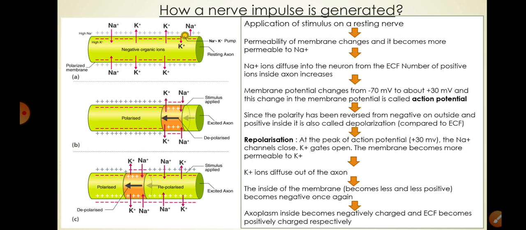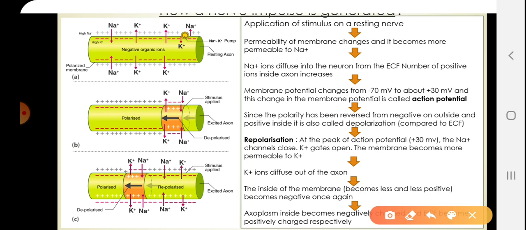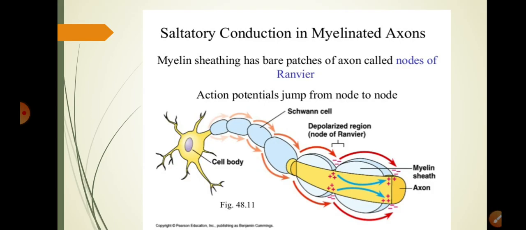This is how a wave of depolarization and repolarization travels from one region of the axon to the next, and this is called the transmission of nerve impulse, generation and transmission of nerve impulse. This is about the non-myelinated neuron.